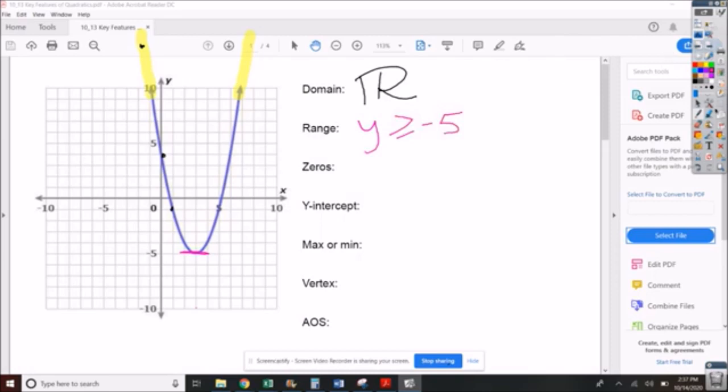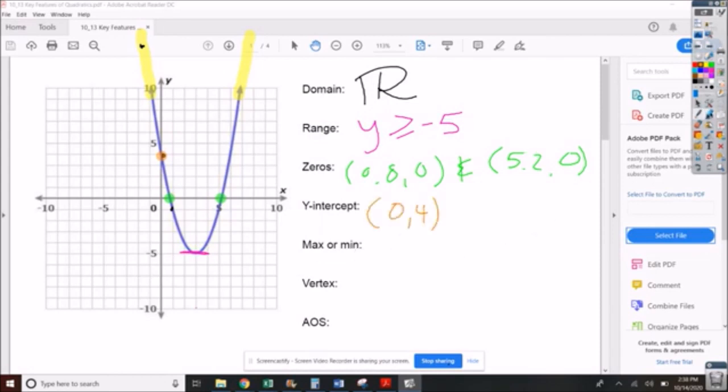For zeros, I need to know the x-intercept. So I'm looking at where the graph crosses the x-axis. And I see I have 2 times where it crosses the x-axis. I don't know exactly where they are because I don't have the equation, but I can estimate that these are maybe a little bit before 1, so maybe like 0.8, and maybe a little after 5, so maybe 5.2. Okay, y-intercept, I'm looking for where we cross the y-axis, which is right here. So that's at 4. So that y-intercept would be (0, 4).